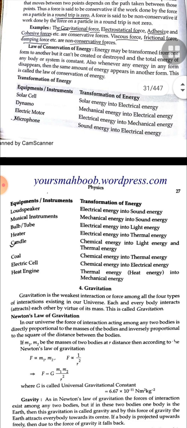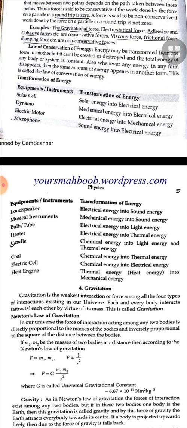Gravitation. Gravitation is the weakest interaction or force among all the four types of interaction existing in our universe. Each and every body attracts each other by virtue of its mass. This is called gravitation.